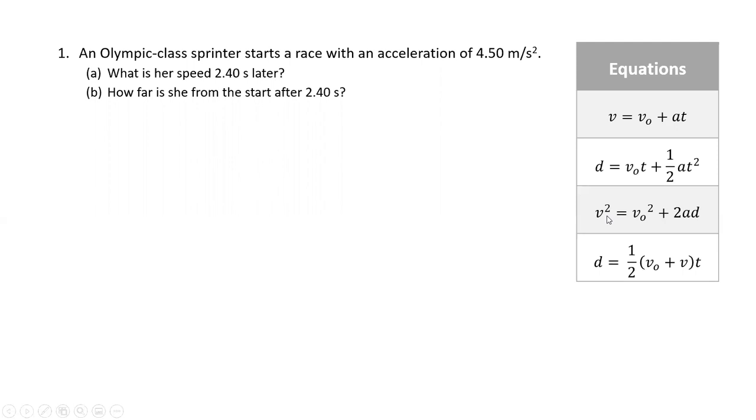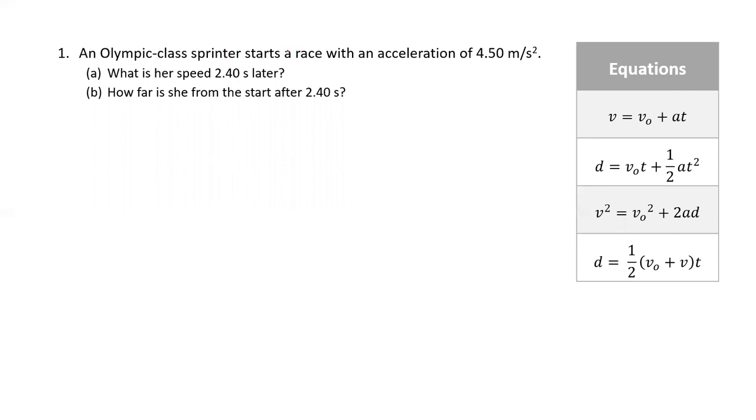So first question is, an Olympic class sprinter starts a race with an acceleration of 4.5 meters per second squared. What is her speed 2.40 seconds later? And then B, how far is she from the start after 2.40 seconds? So first of all, I like to go through the question and list the variables.